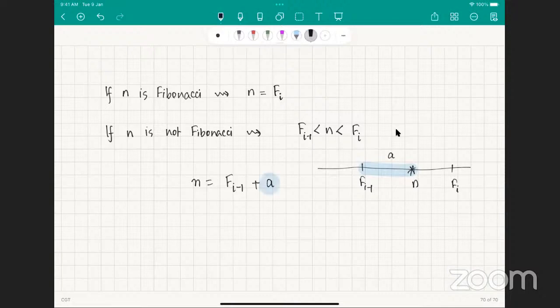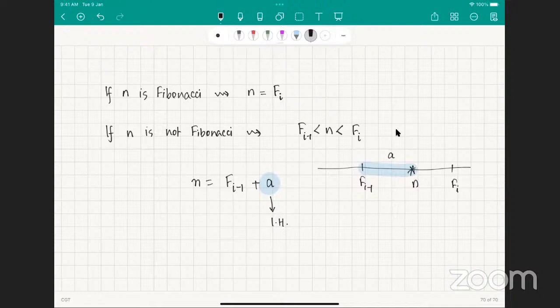So at this point, you can appeal to the induction hypothesis to write a itself as a sum of non-consecutive Fibonacci numbers. Now, you might be worried about a having, for example, f_{i-1} or f_{i-2} showing up here. We want to argue that that's something that will not happen.